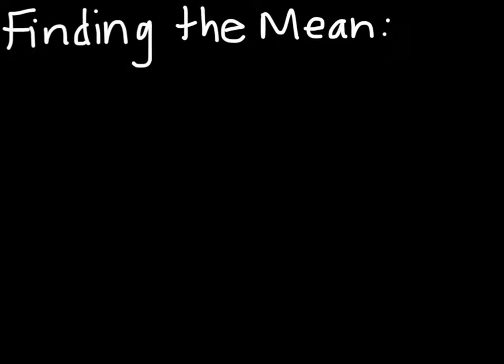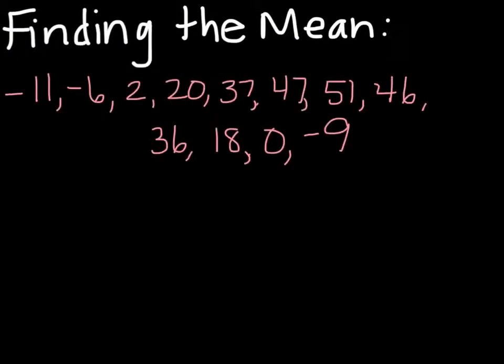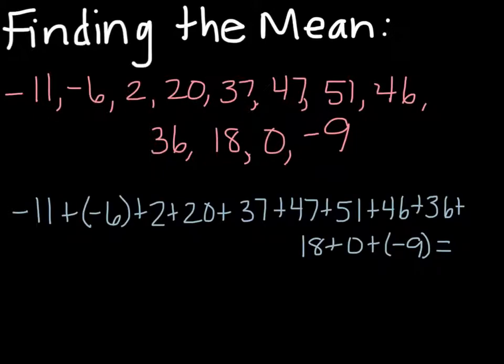Let's try a sample problem for finding the mean. The minimum monthly temperatures in degrees Fahrenheit for Big Delta, Alaska from January through December are listed below. Find the mean of the data. In order to calculate the mean, we first need to find the sum of all of the values. All right, so let's add up this long row of digits.